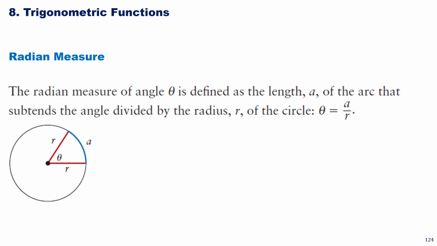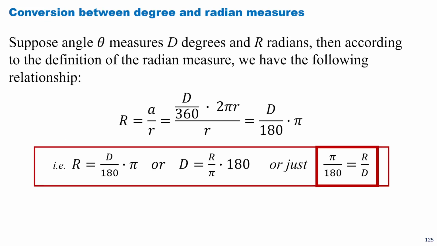Okay, and also make sure you know how to convert between degree measures and radian measures. Basically, we have 2 pi equals 360 degrees, right? So pi equals 180 degrees. So as long as you remember this, you should be fine in converting between degree and radian measures.